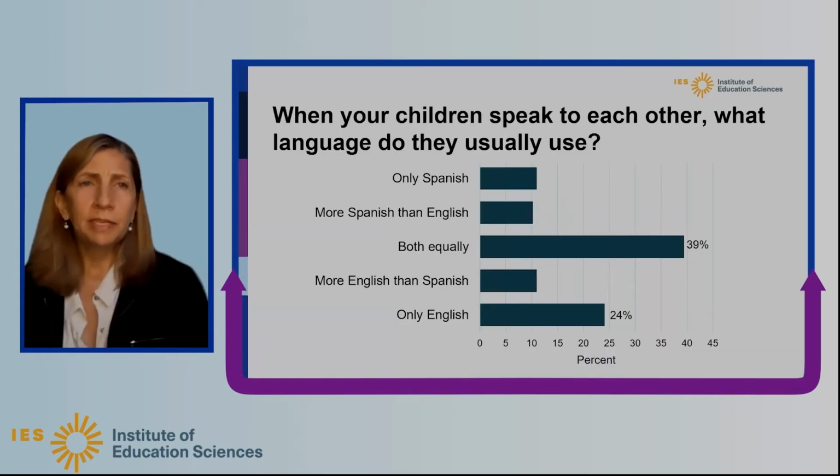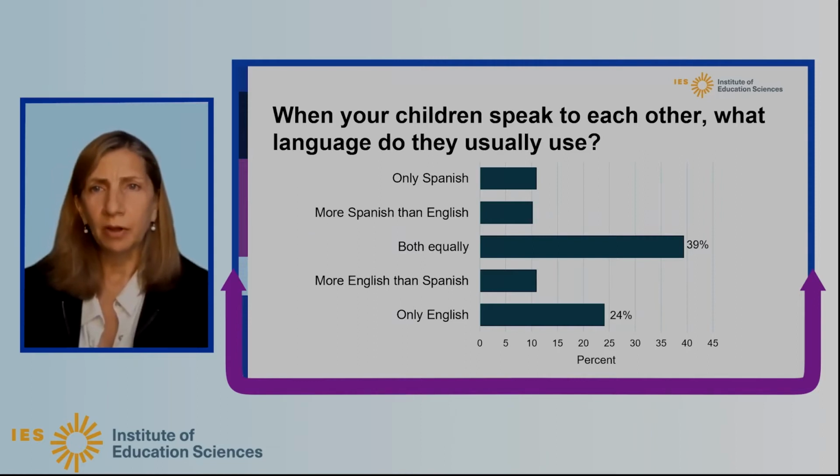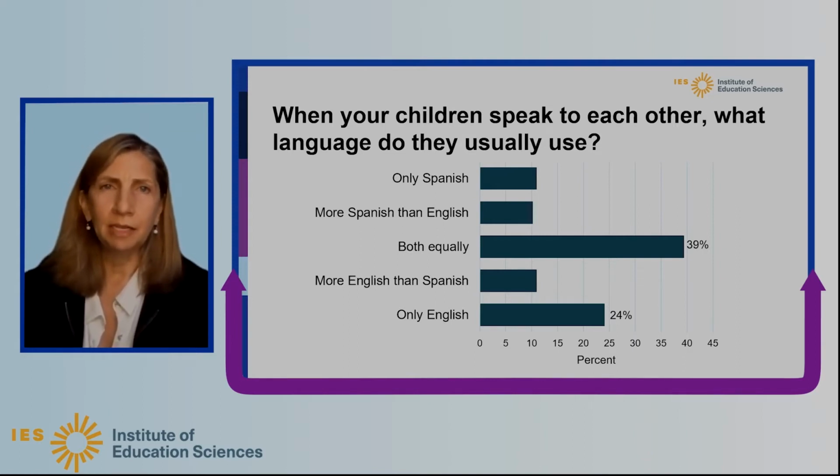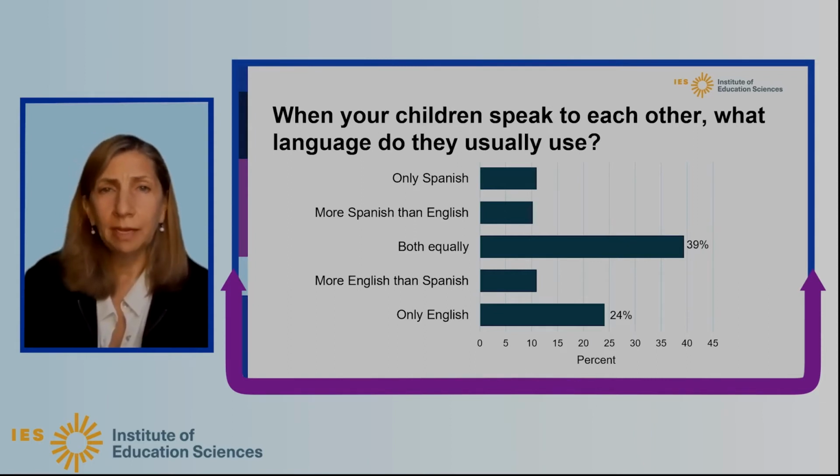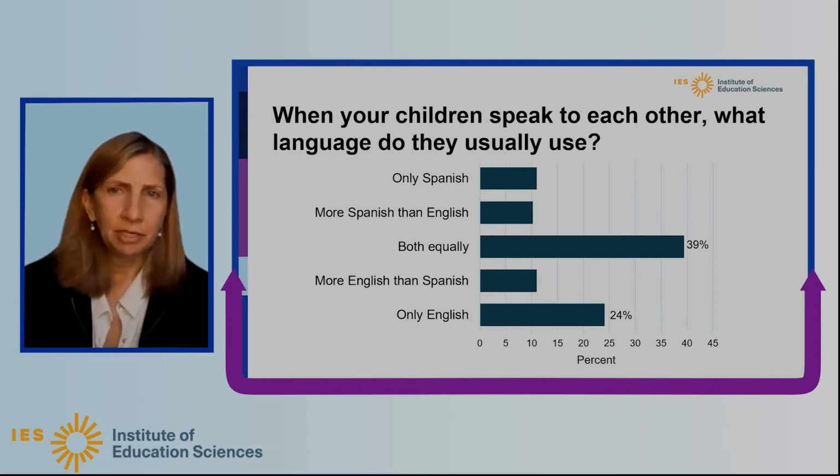Finally, we asked, when the children in the home speak to one another, what language do they usually use? 39% of parents said that children spoke both English and Spanish to each other equally, and another 24% of parents said that their children speak only English to one another. As you can see from this information, language use at home varies based on how you ask the question and who is doing the speaking and the listening.